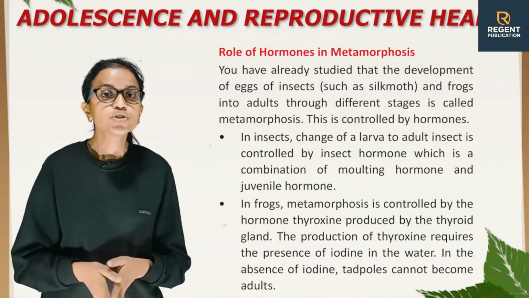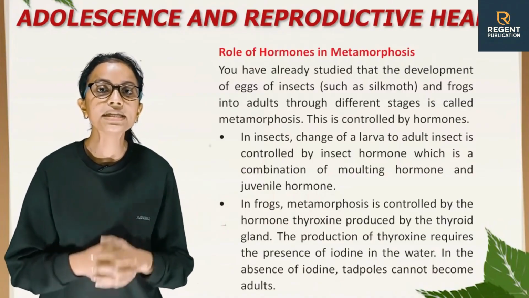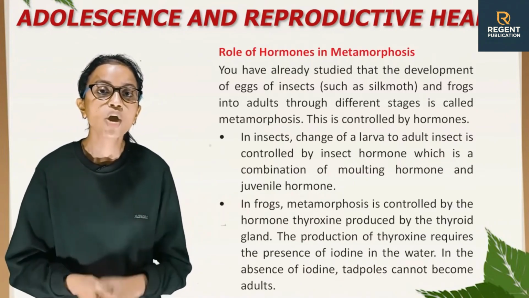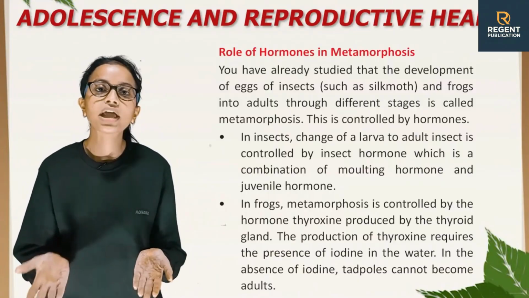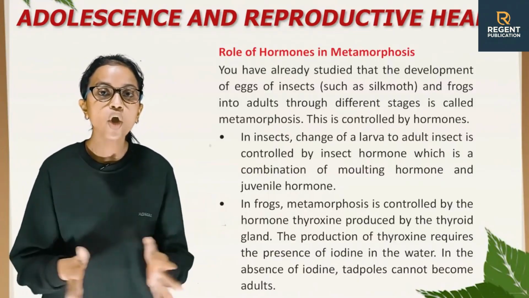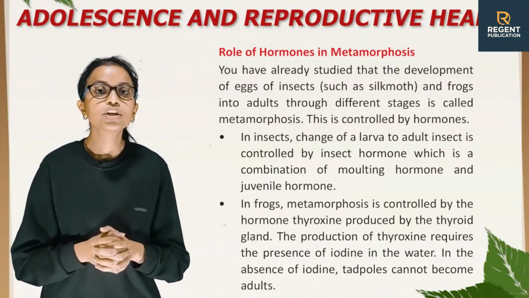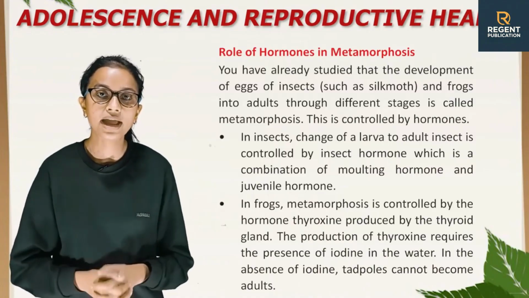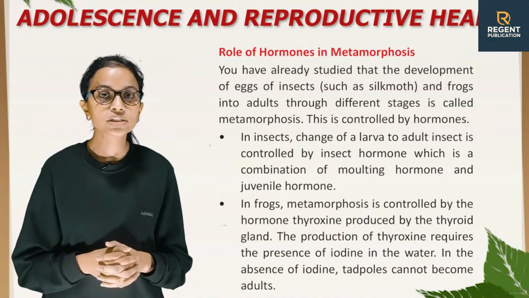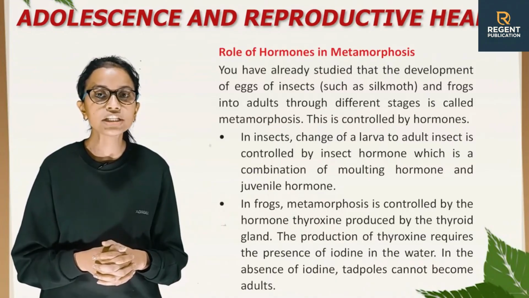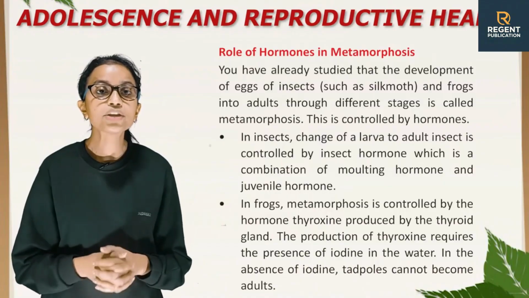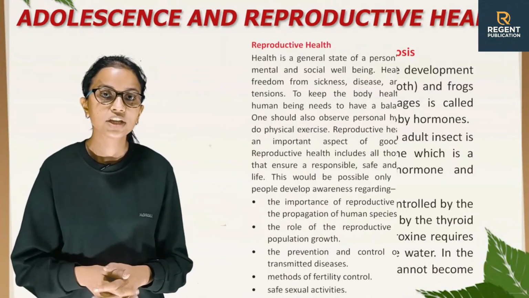In insects, change of larva to adult insect is controlled by insect hormone, which is a combination of molting hormone and juvenile hormone. In frogs, metamorphosis is controlled by the hormone thyroxine produced by the thyroid gland. The production of thyroxine requires the presence of iodine in the water. In the absence of iodine, tadpoles cannot become adults.